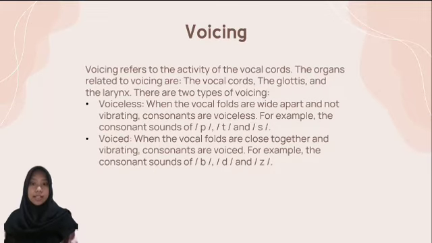The first characteristic is voicing. Voicing refers to the activity of the vocal cords. The organs related to voicing are the vocal cords, the glottis, and the larynx. There are two types of voicing. The first is voiceless. When the vocal folds are wide apart and not vibrating, consonants are voiceless. For example, the consonant sounds of P, T, and S.